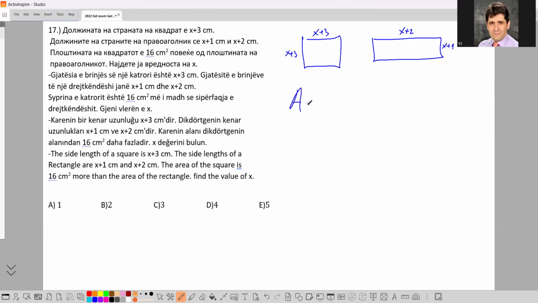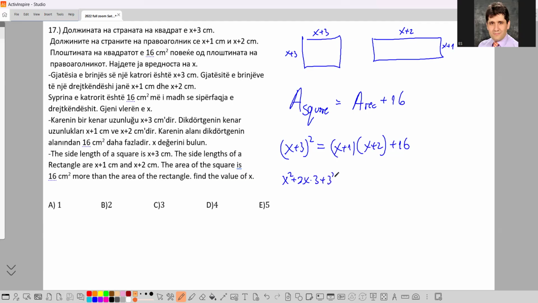All right, so the area of the square is the area of the rectangle plus 60, because it says it's 60 centimeters more. The area of the square is you multiply the sides, so it's x plus 3 squared, and the area of the rectangle is x plus 1 times x plus 2, plus 16. So getting rid of brackets, you get x squared plus 2 times x times 3 plus 3 squared, using the formula that we mentioned previously about the binomial square.